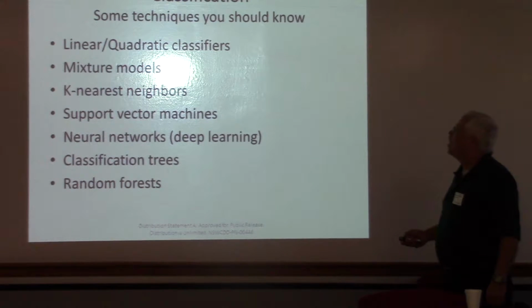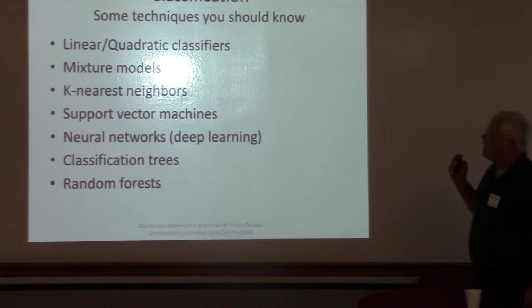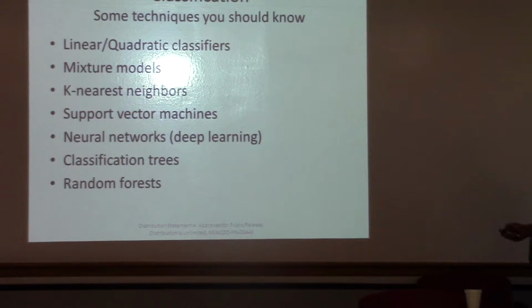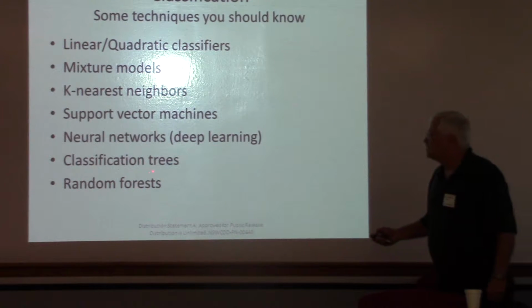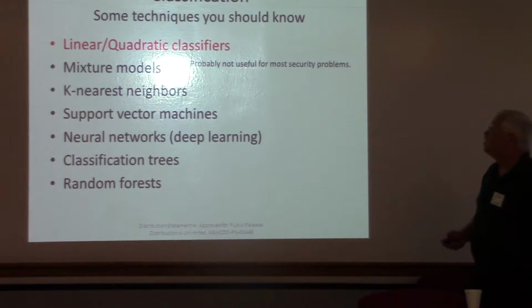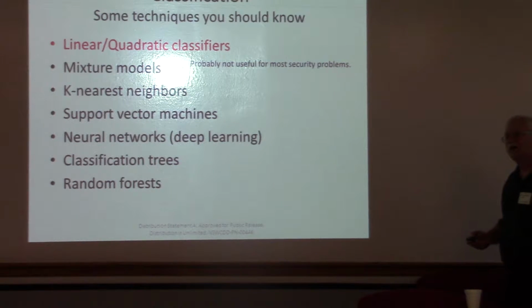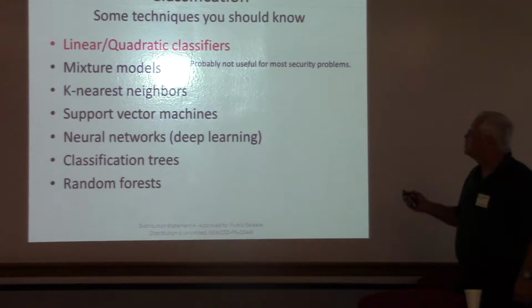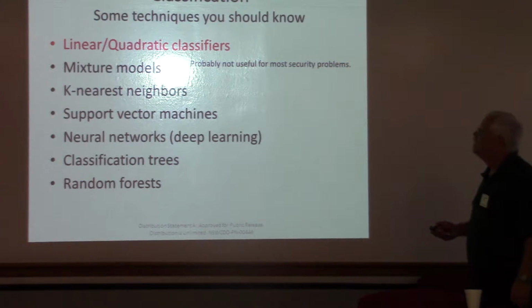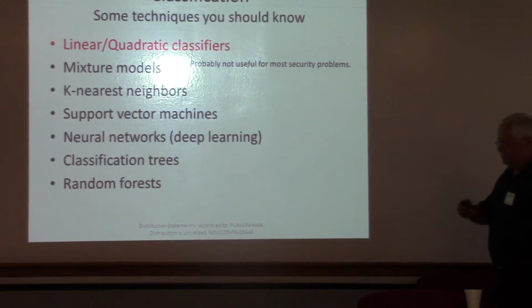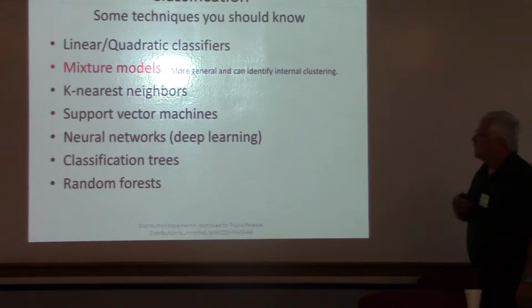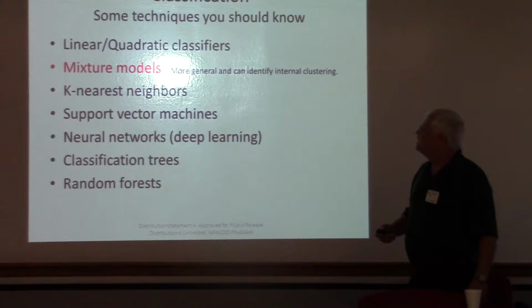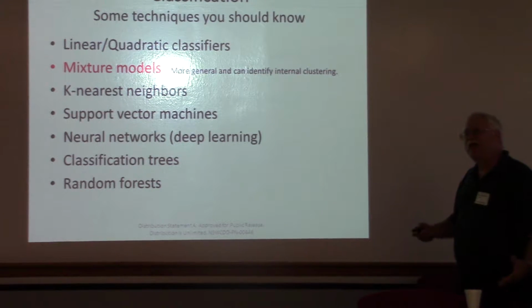So some things you should know. You should know linear quadratic classifiers, mixture models, k-nearest neighbors, support vector machines, neural networks and deep learning, classification trees, and random forests. Well, you probably don't really need to know linear classifiers, except just to understand where they're coming from, because they probably are not going to be very useful. Mixture models is more general and can also give you internal clustering, which is nice.